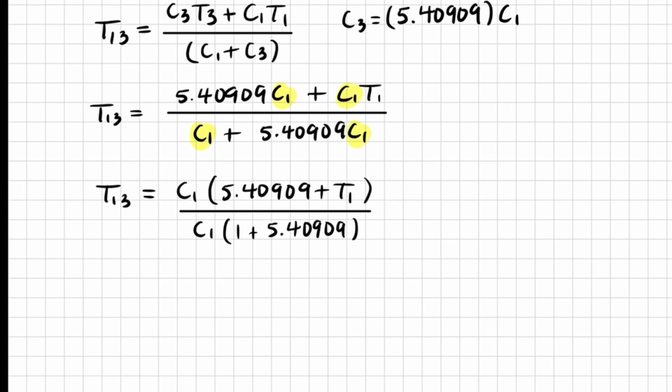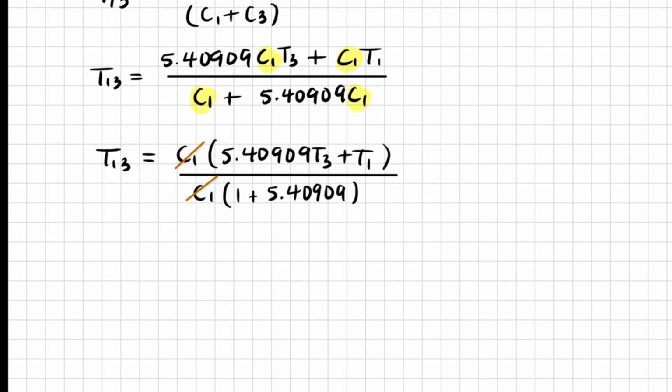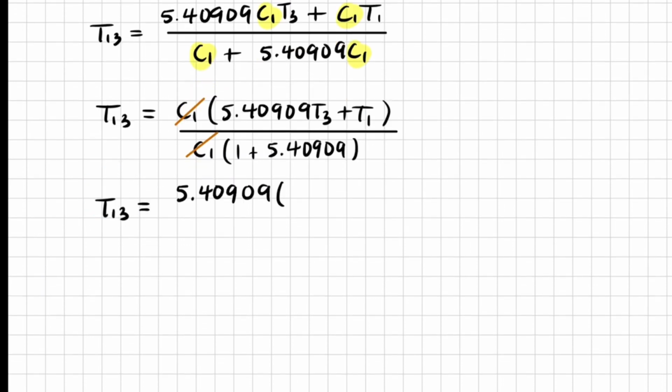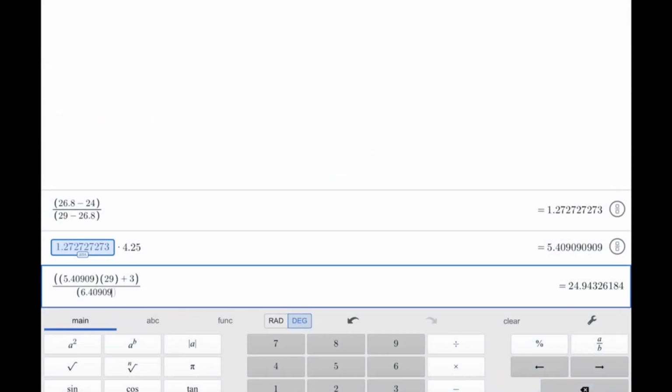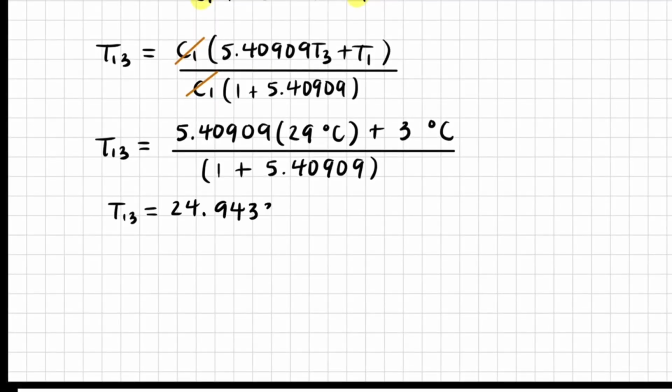Now, oh, I missed a T3 over here. Hopefully you saw my mistake. Now we can plug our numbers in because C1 will be canceled. After I plugged in my numbers, you can see it is 24.943. Yeah, 943 is fine. And that's degrees Celsius because of the units. And that's it.